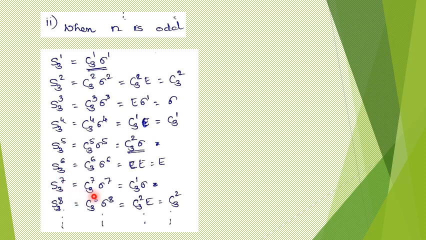If I perform S37, it can be written as C37 into sigma 7, and C37 can be written as C31. It's because C36 times C31, and C36 will be nothing but E. So C36 into C31 will ultimately result in C31 itself. Therefore this C37 will be C31, sigma 7 will be sigma. So C31 into sigma. As you can see, it started repeating the things. Here also you have C3 into sigma. So S37 is as good as S31.